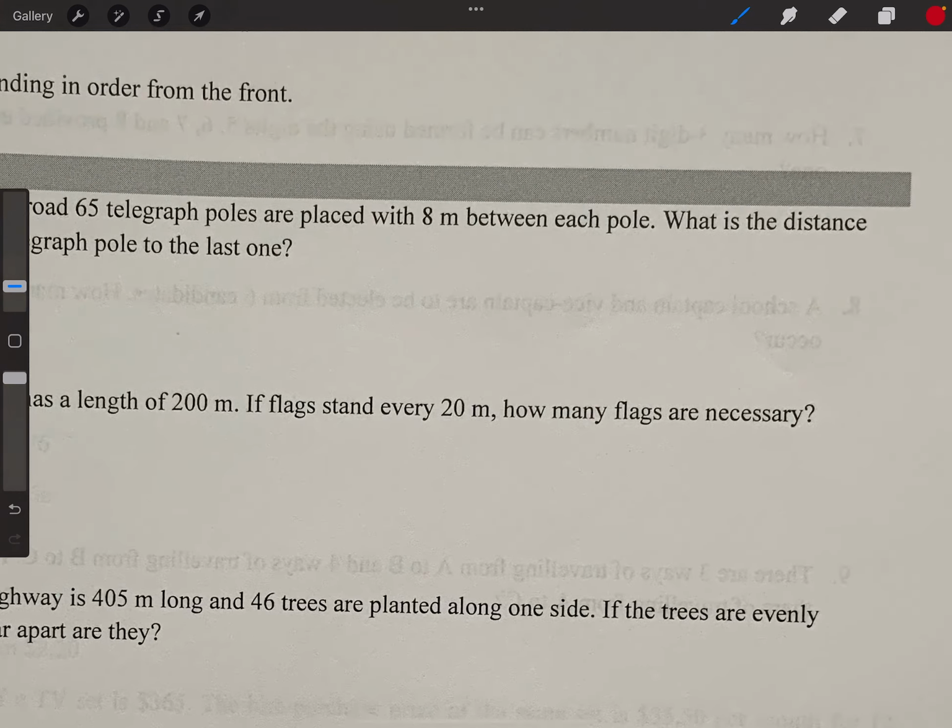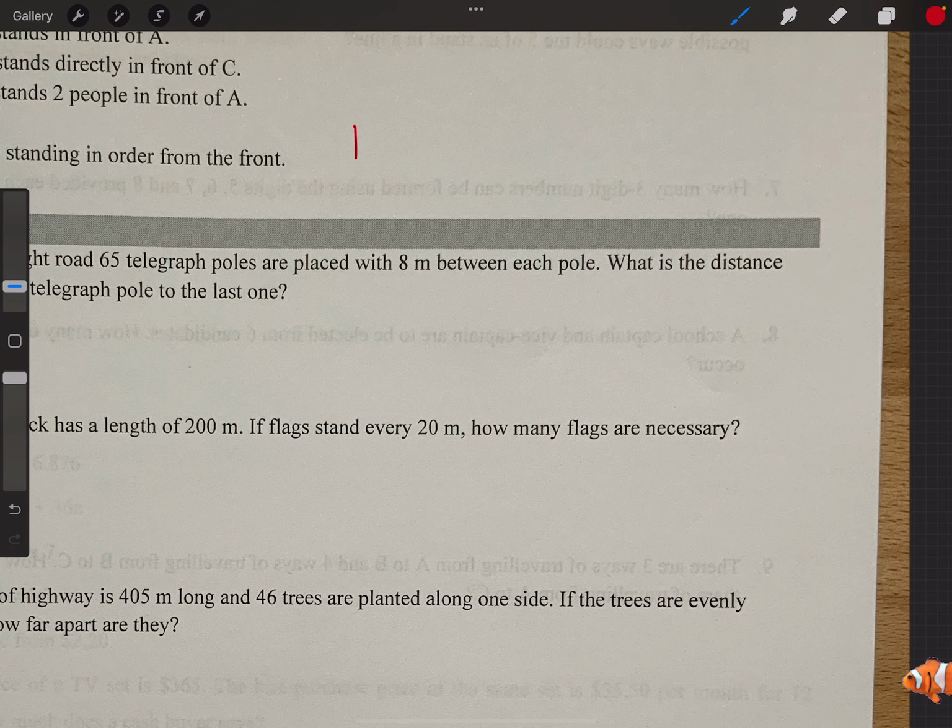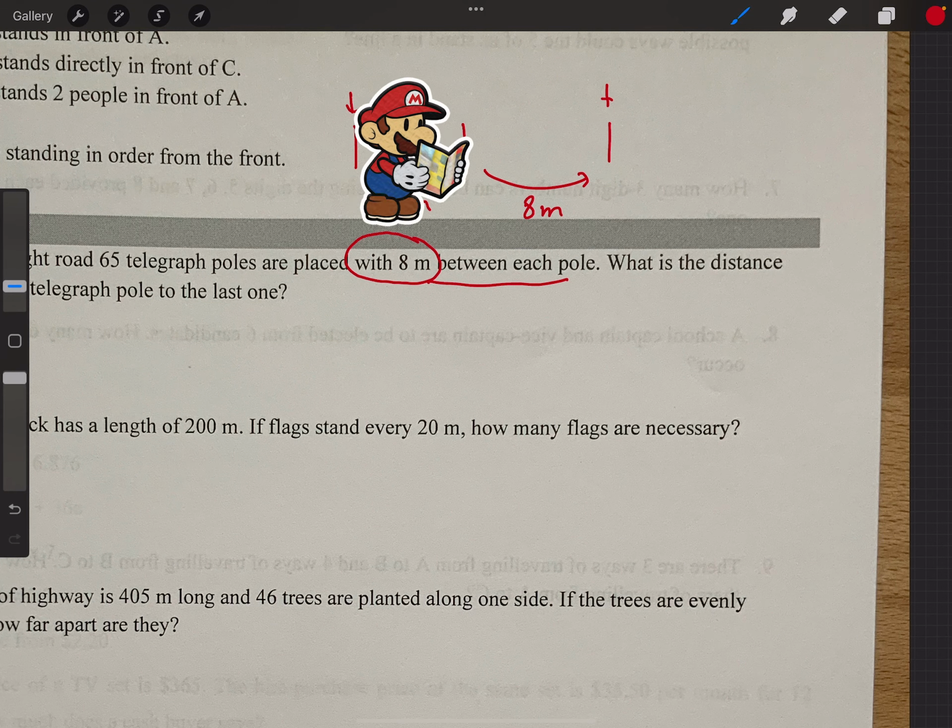Okay, so let's imagine if you only had maybe 3 telegraph poles. To find the distance between the first telegraph pole to the last one, we just have to see how many gaps there are and then multiply by the distance between each gap. In this case, it's 8 meters between each pole. So that's the gap distance.